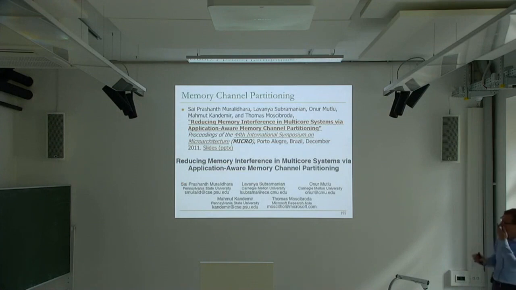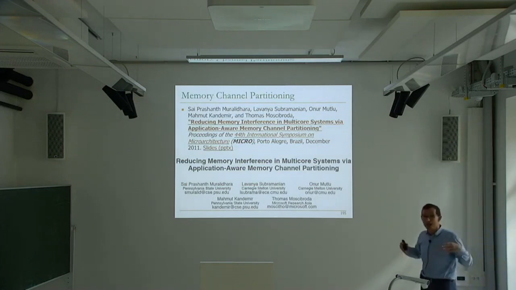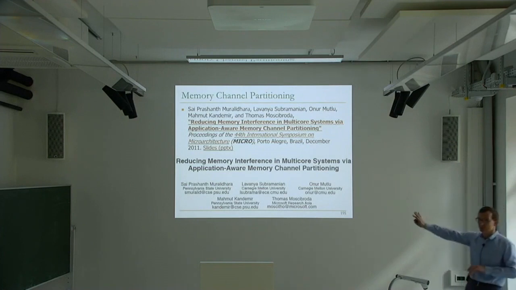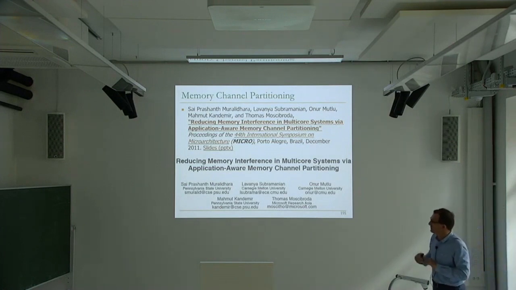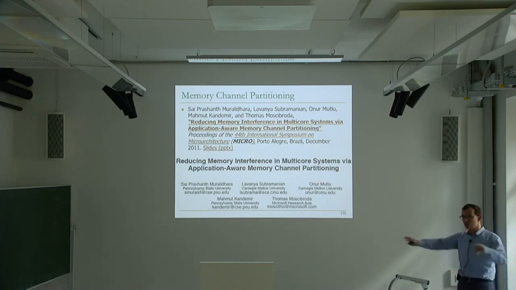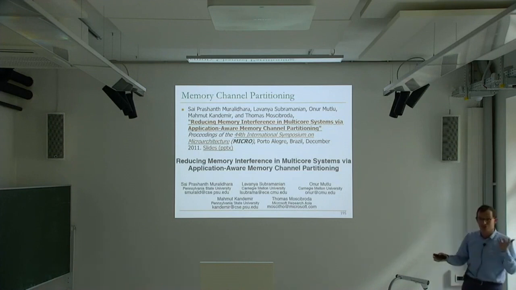This is one of the early papers where we proposed application-aware memory channel partitioning, so that applications that interfere badly with each other are mapped to different channels by the operating system. This requires some hardware support, but very little. It also looks into the interaction between partitioning of the channels across applications plus the memory scheduling. What should the memory scheduler do? What should the operating system do?